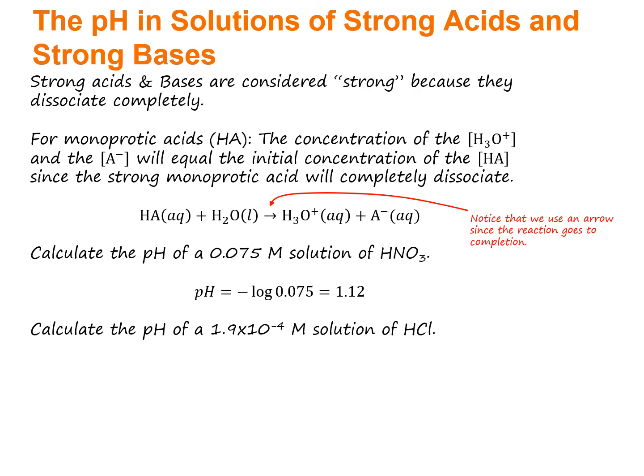What about a solution of HCl that had 1.9 times 10 to the minus 4? Plug it in again. 2 sig figs in the number, 2 sig figs after the decimal place for the pH.